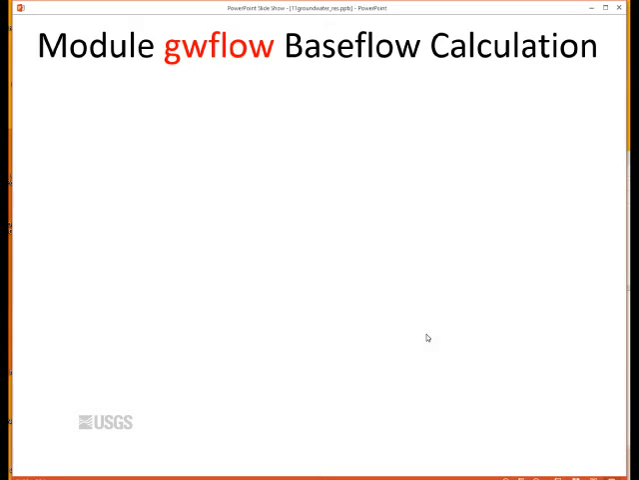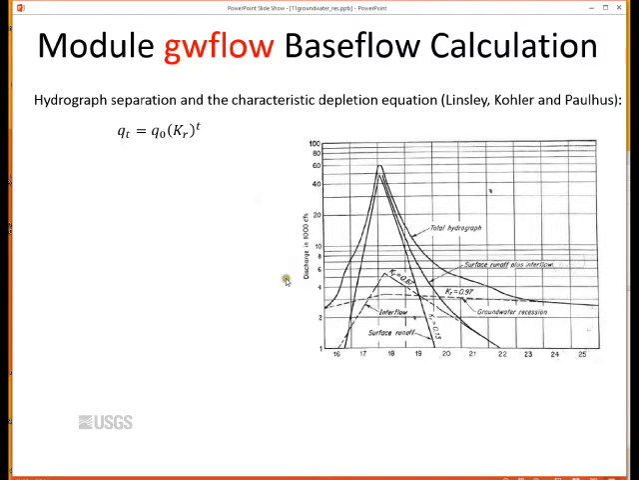I'm talking about the GW Flow module that simulates the groundwater process in PRMS. Groundwater in PRMS is a calculation of the base flow component of the streamflow hydrograph. That's what it does. If we think about base flow as being an exponential decay, essentially that's the way it's modeled in PRMS. Think about it in terms of this equation here, the characteristic depletion equation.